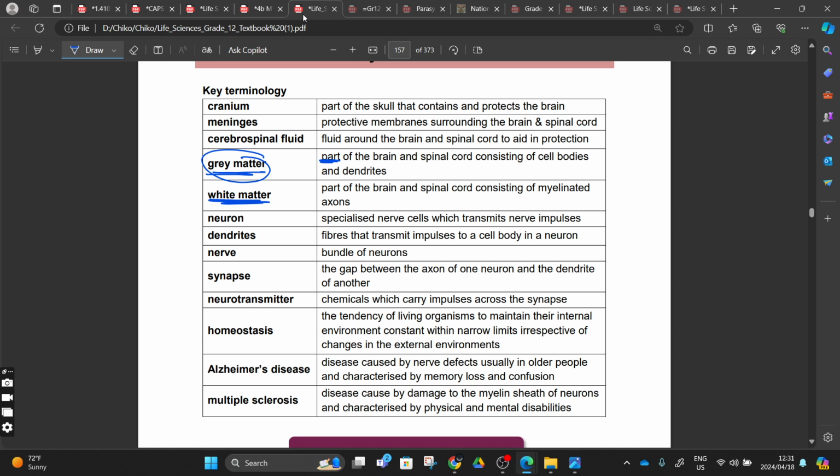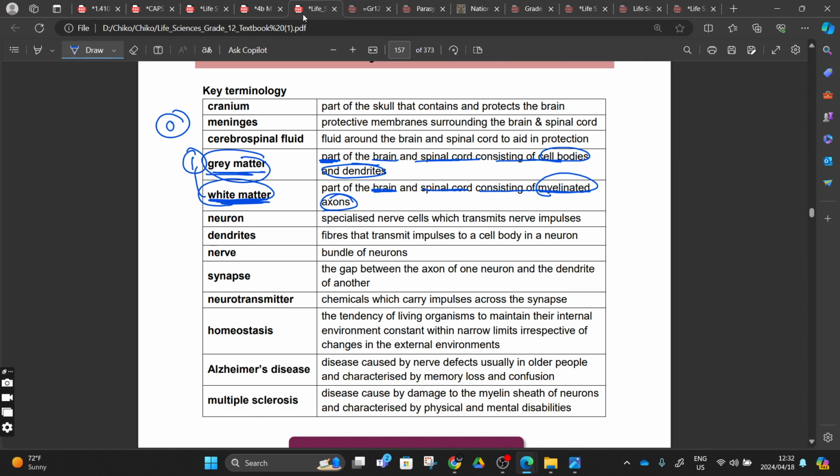This is the part of the brain or spinal cord consisting of cell bodies and dendrites. Right? White matter is the part of the brain and the spinal cord consisting of myelinated axons. So in white matter, we are going to find these myelinated axons. I explained it before, I'm not going to explain it now, but in a spinal cord, the gray matter is inside and the white matter is the outside one.